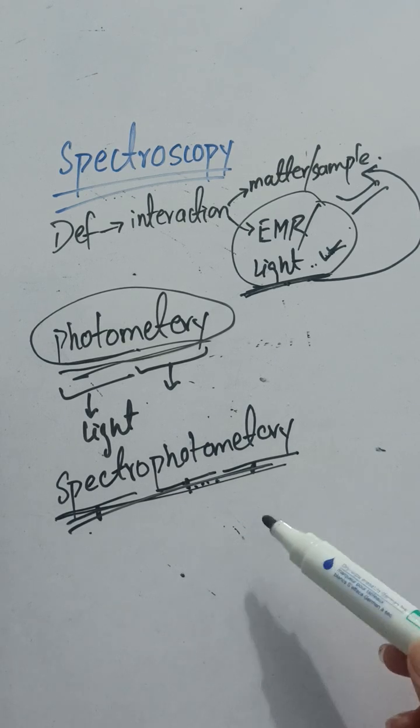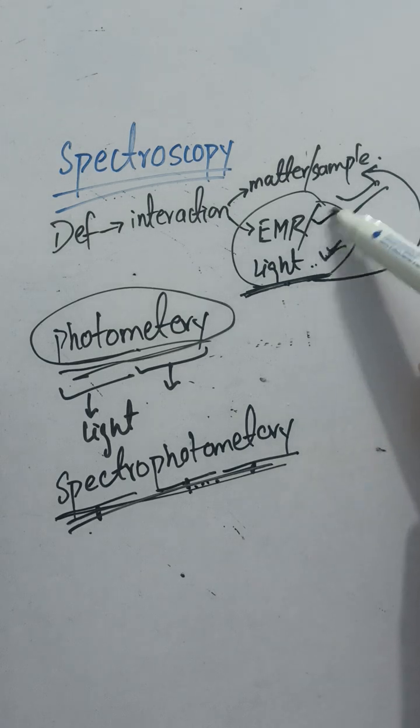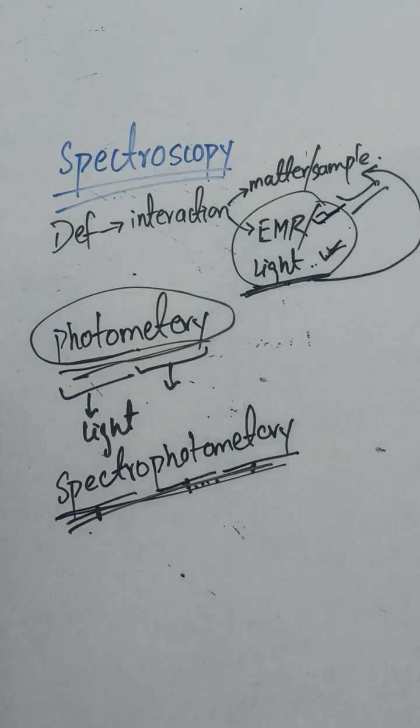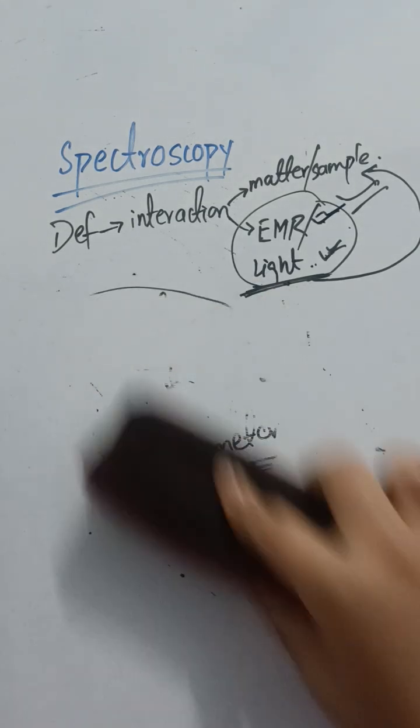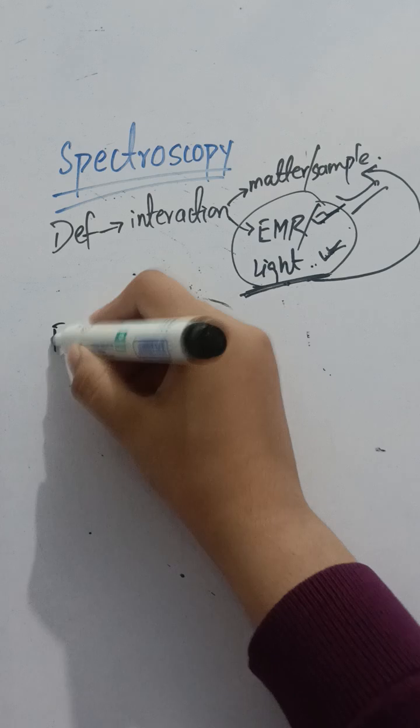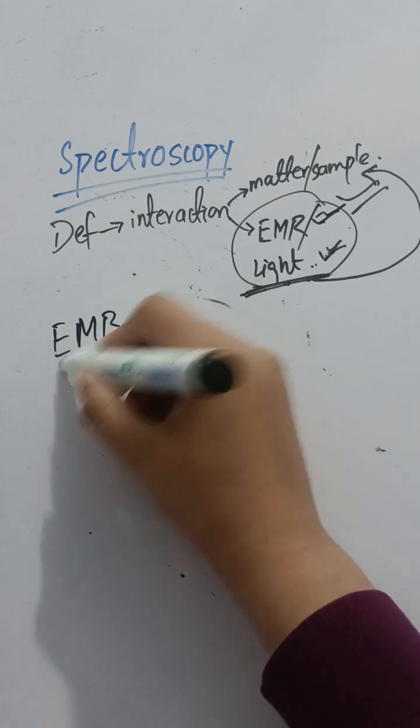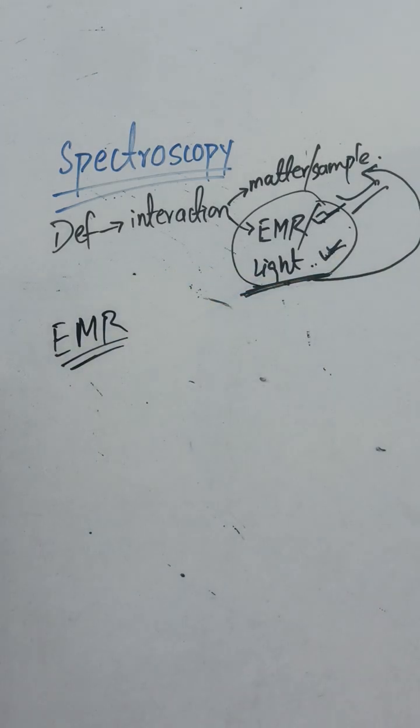Okay, now we will study what EMR is. We will study in detail what it is. EMR is abbreviated from electromagnetic radiations. It means these rays contain an electric field as well as a magnetic field. These rays are the combination of two fields.